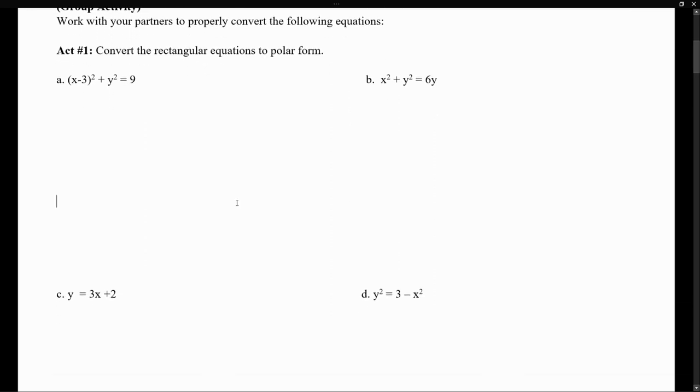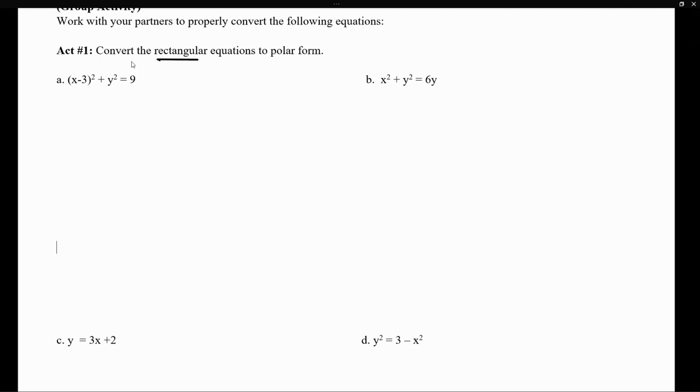We'll start by looking at example 1, or activity number 1. Notice what we're doing here. We want to go from rectangular to polar. So we have a rectangular function, and we want to convert it into polar. Let's concentrate on example A. Our task is to get rid of the x's and the y's and make them equal to r and theta.